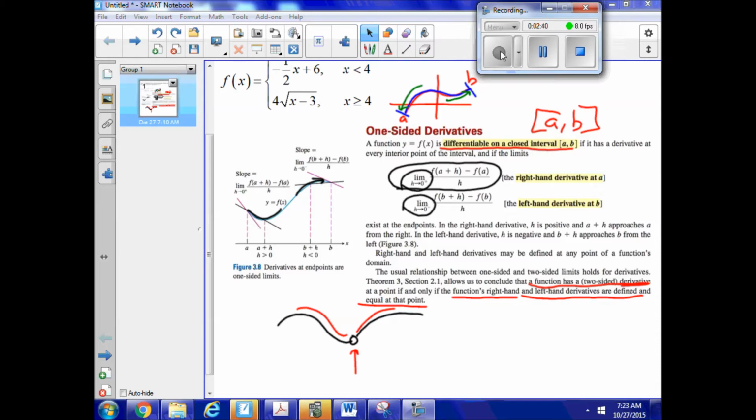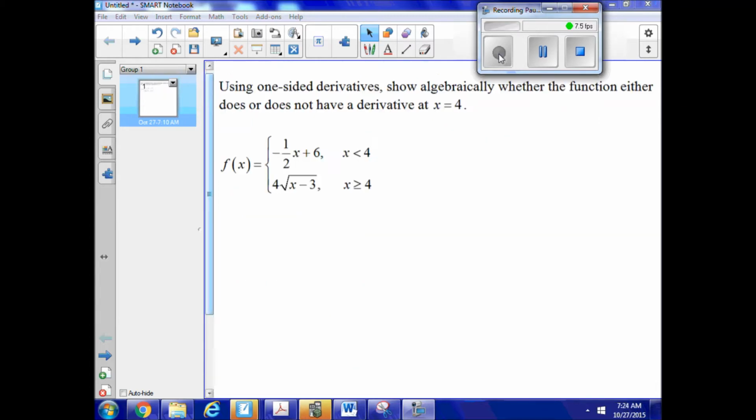So now we can attack our problem with a little bit of theoretical backing. So I have this piecewise function, and I'm supposed to find out if it has a derivative at x equals 4. And as you can see, x equals 4 is the point that marks the two different parts of the piecewise function, so they meet at that point coming from opposite sides. So I'm going to take a look at my first part of the function and find out, well, what is the derivative of that function?